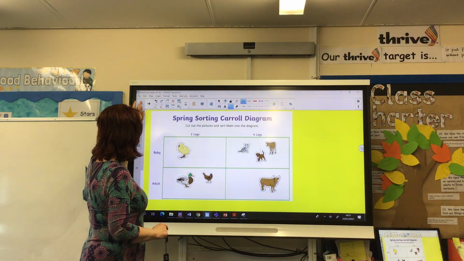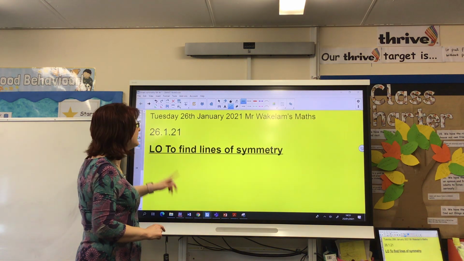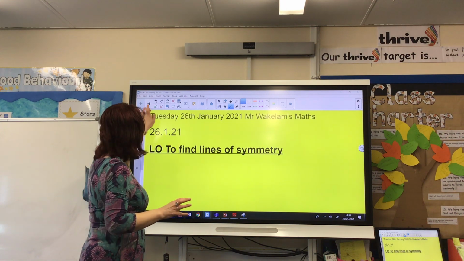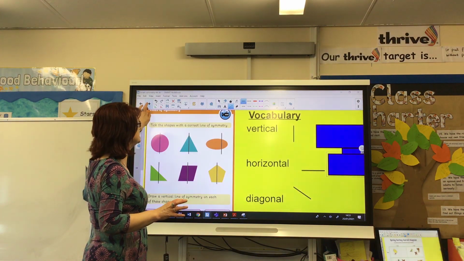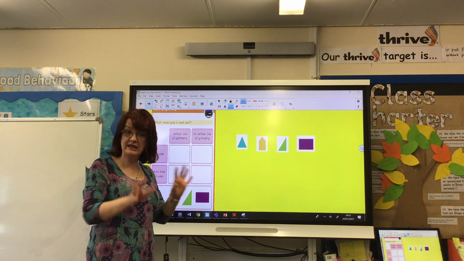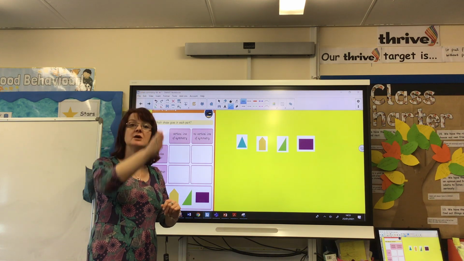So today you are finding lines of symmetry, but then you're also thinking, actually, where do I sort them according to this Carroll diagram? When I'm thinking about, the word you need to remember is vertical, a line from the top to the bottom.